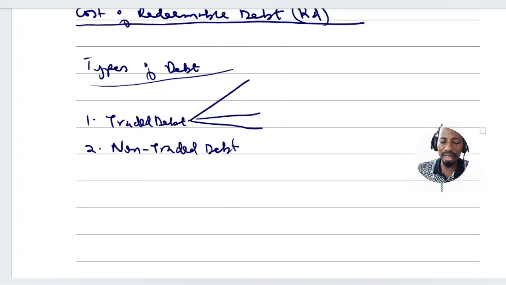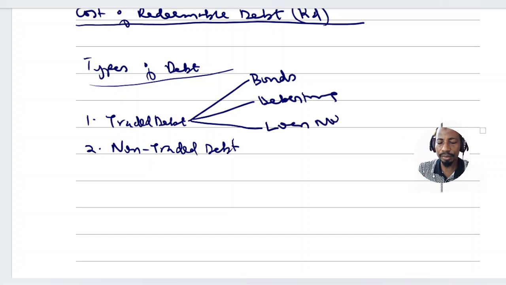Examples of traded debts include one, bond, two, debenture, then three, loan notes. So these are the examples of traded debt. Like I said, traded debts are fixed income securities that are tradable in an organized financial market. You can buy and sell traded debts in the market. You can buy bonds. You can sell bonds, debentures, loan notes in the market.